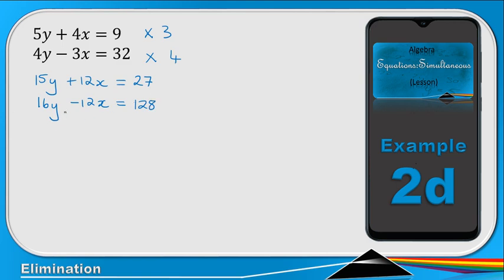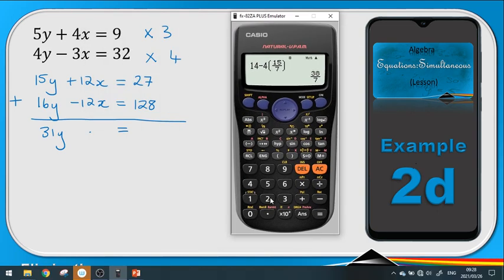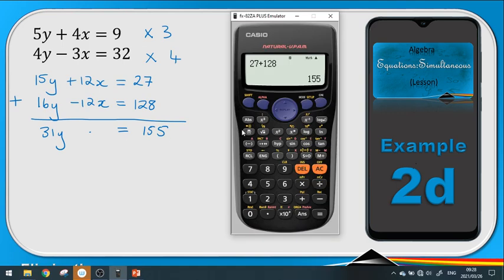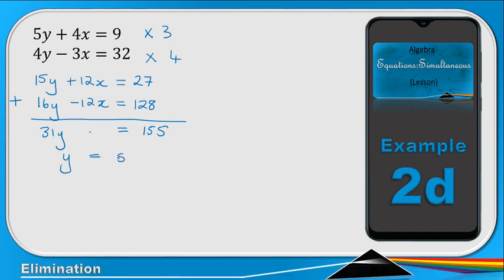Okay, now we can actually work with this one, where if we now decide, do I add or subtract them? I can see if I just add 12 minus 12, I get 0. So I'm just going to add these two equations. So 15 plus 16 is 31y, and that's equal to, if I add these two, I get 27 plus 128, and that gives me 155. Okay, divide both sides by 31. So we divide it by 31, and then we get 5. So y is equal to 5.